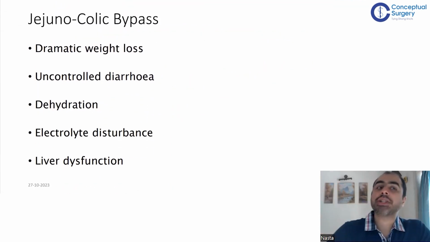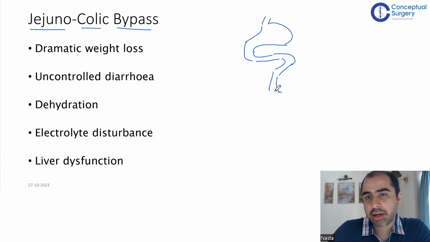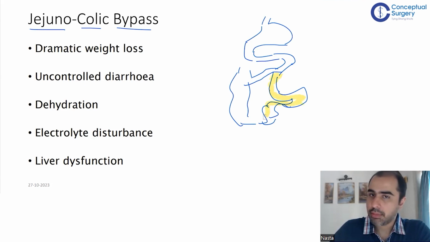The first procedure that they did was called a jejunocolic bypass. So what they would do is they would join the early jejunum. So this is the duodenum and this is the jejunum. So they would divide the jejunum early, bypass most of the jejunum, ileum, everything, and join it to the colon. So this proximal jejunum would be joined to the colon. And all of this then is bypassed. So whatever food I eat will go stomach, duodenum, jejunum straight into the colon.